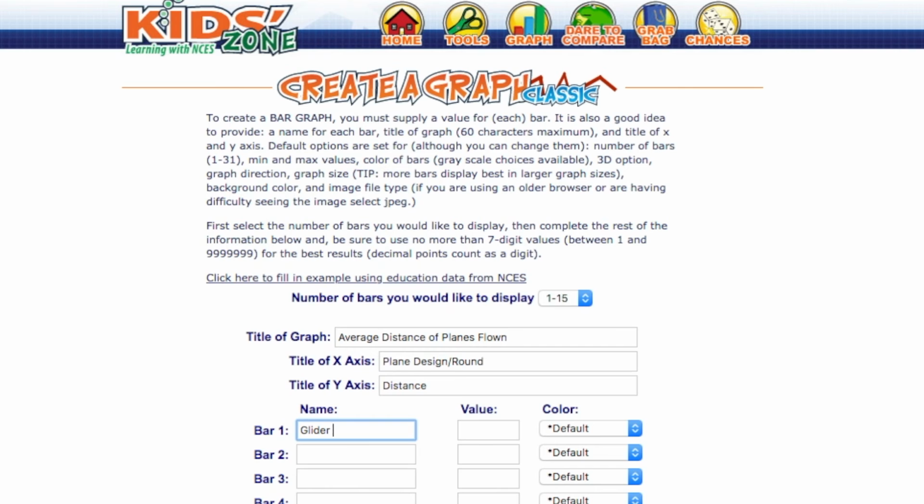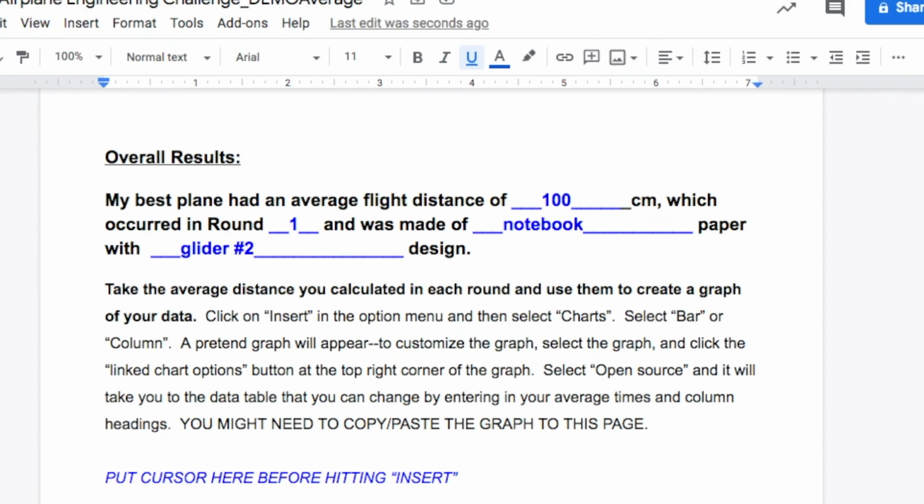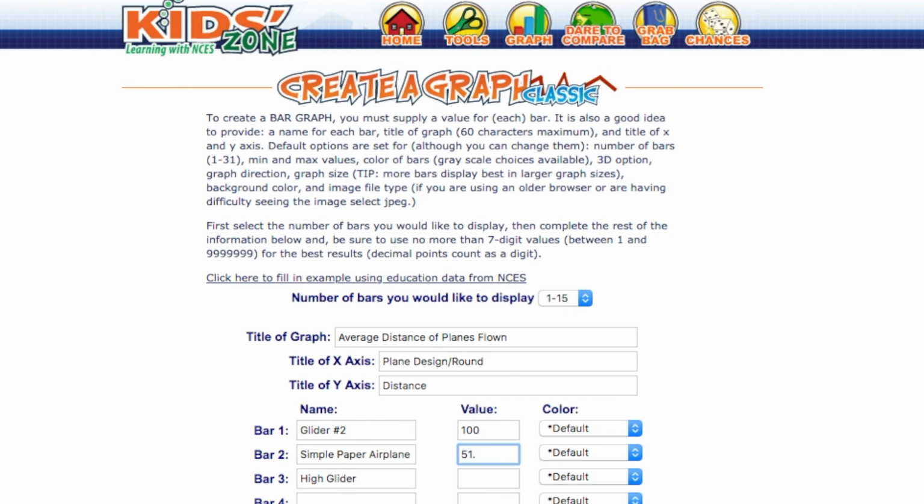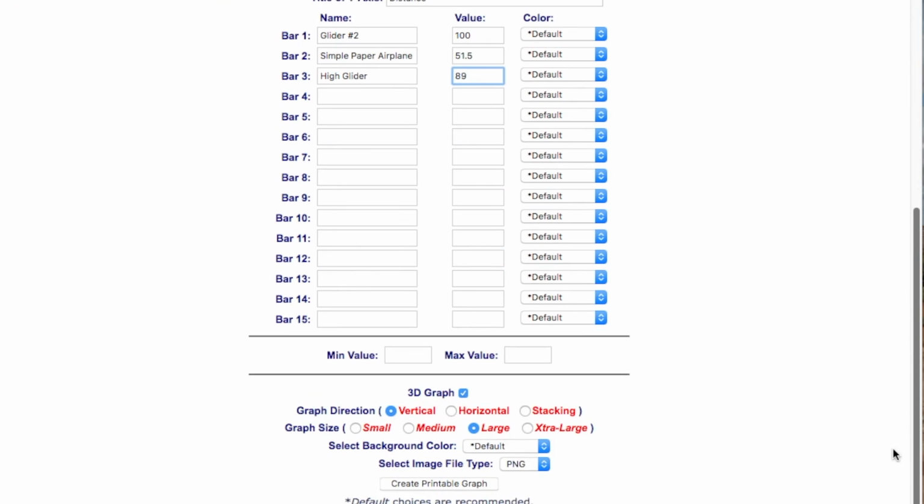Bar 1, glider number 2, and that was 100 centimeters. Our other one was simple paper airplane. Our other one then was high glider. And I'll go back here a moment so I can get my numbers, 89 and 51 and a half. So let's see, 51 and a half and 89. And then all you need to do is set some minimum value. Always set a minimum value of 0. Let's set the maximum value of 150.